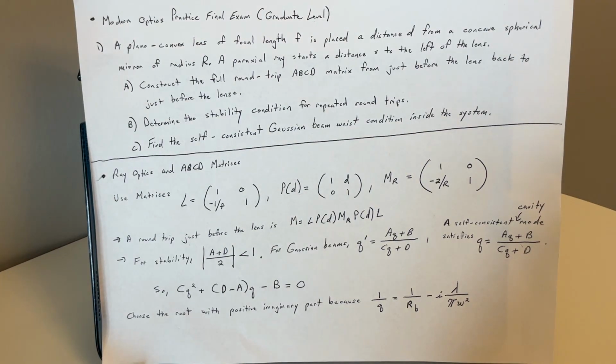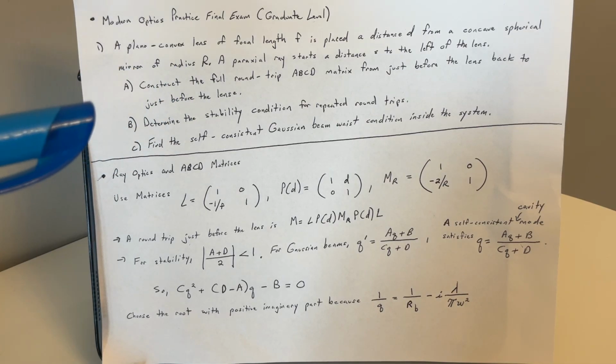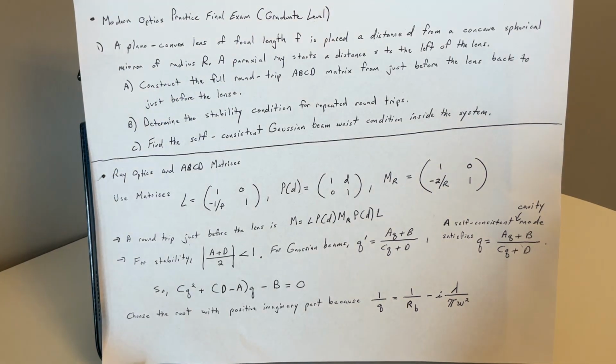Number one: a plano-convex lens of focal length f is placed at a distance d from a concave spherical mirror of radius R. A paraxial ray starts at a distance to the left of the lens. I'm going to read parts A, B, and C. A, construct the full round trip ABCD matrix from just before the lens back to just before the lens. Sorry for misspelling that. B, determine the stability condition for repeated round trips. C, find the self-consistent Gaussian beam waist condition inside the system.